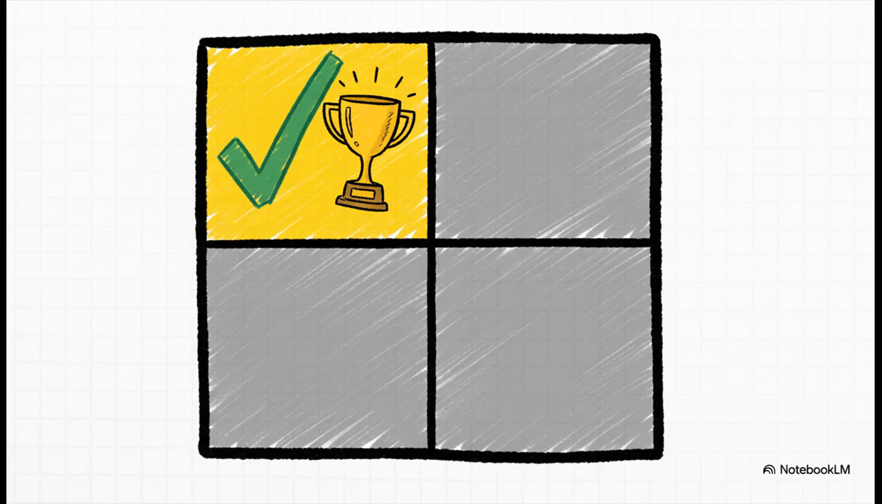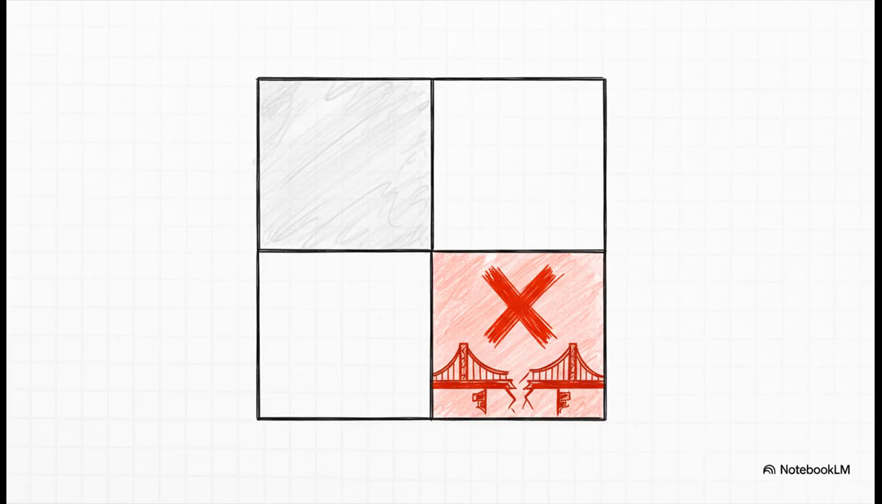Okay, this quadrant. This is the absolute sweet spot. The dream scenario, right? You've got huge potential for a fantastic outcome with almost no downside. So the takeaway here is simple. When you find one of these ideas, you don't wait. You go all in.